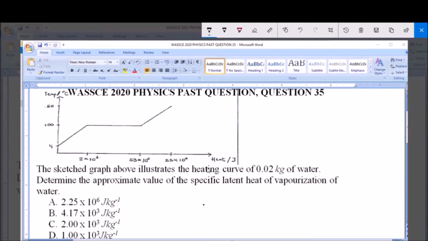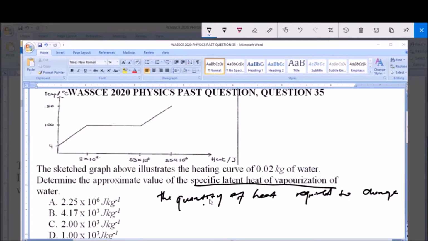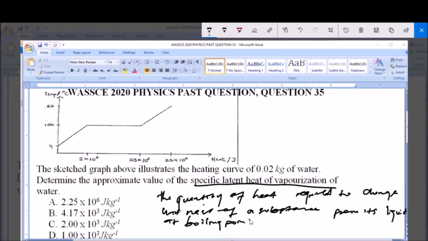Now, we are asked to find the specific latent heat of vaporization. Now, specific latent heat of vaporization is simply defined as the quantity of heat required to change the unit mass of a substance from its liquid at boiling point to vapor without a change in temperature.